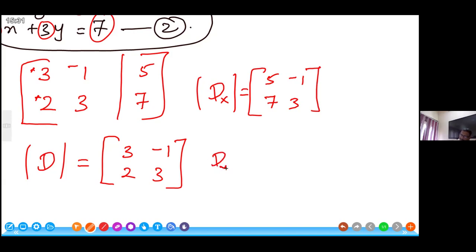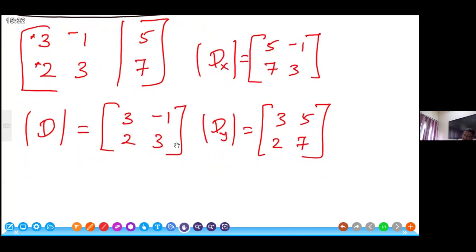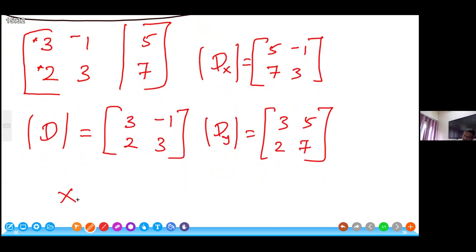dy is replaced by this: 3 and 2 will be remaining, and minus 1 and 3 will be replaced by 5 and 7. So you will have to find out the determinants of those. The value for x is given as determinant of dx divided by the determinant of d.